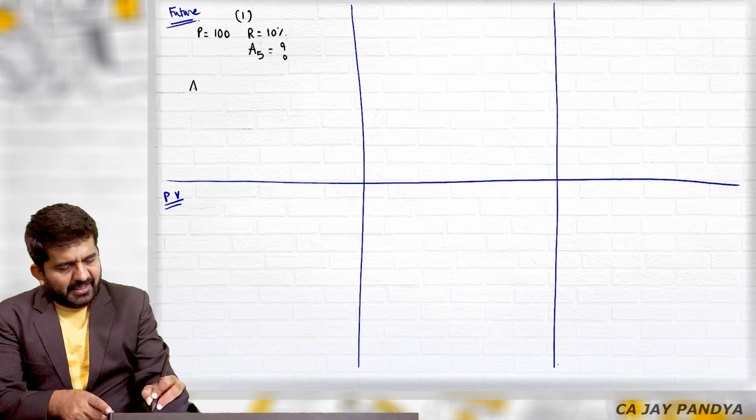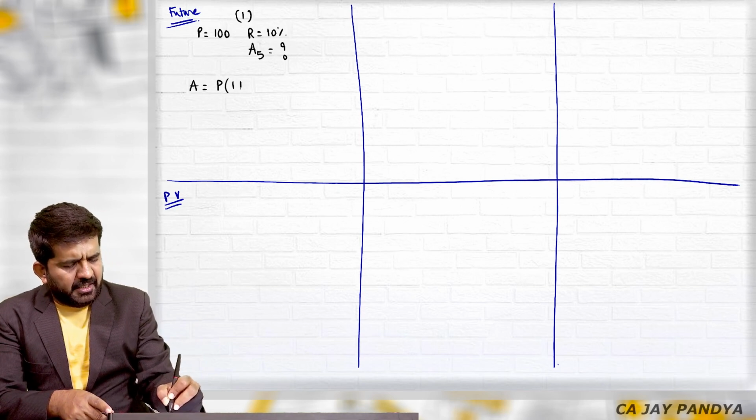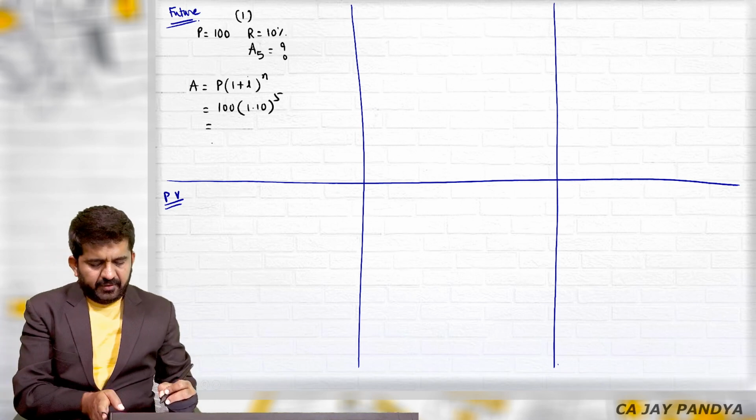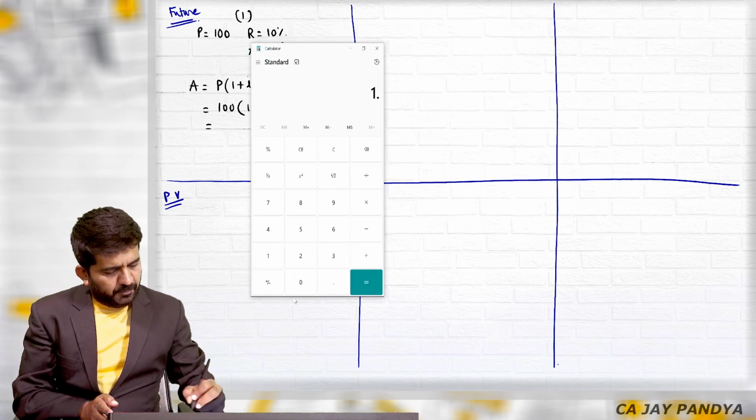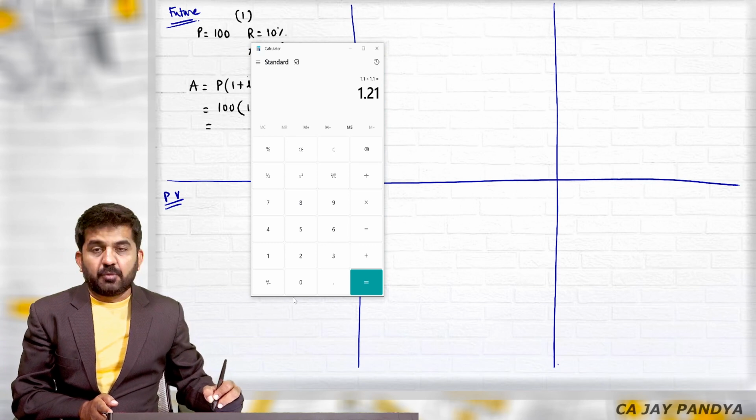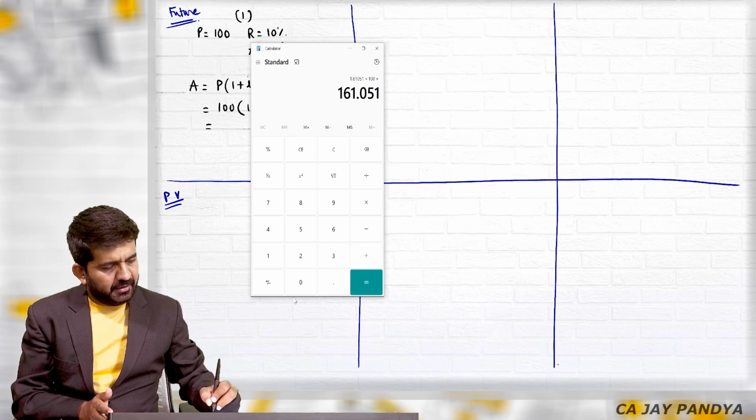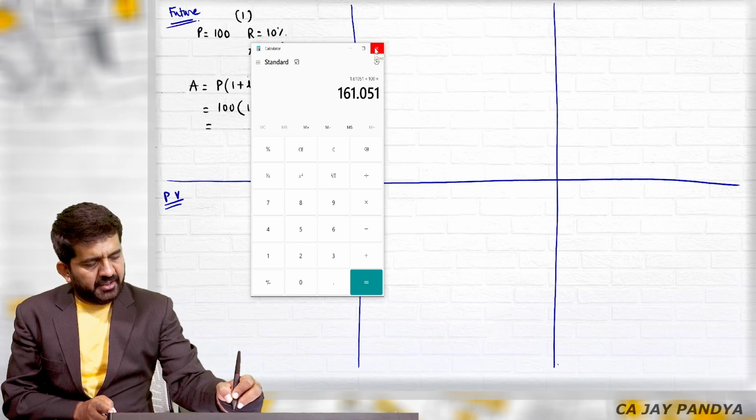How to find out the answer? It is A is equal to P into 1 plus I raised to N. Basic formula that we have learned. 100 into 1.10 raised to 5. Answer will be 1.1 multiplied by is equal to, this is raised to 2, 3, 4, 5 multiplied by 100. It is 161.05.